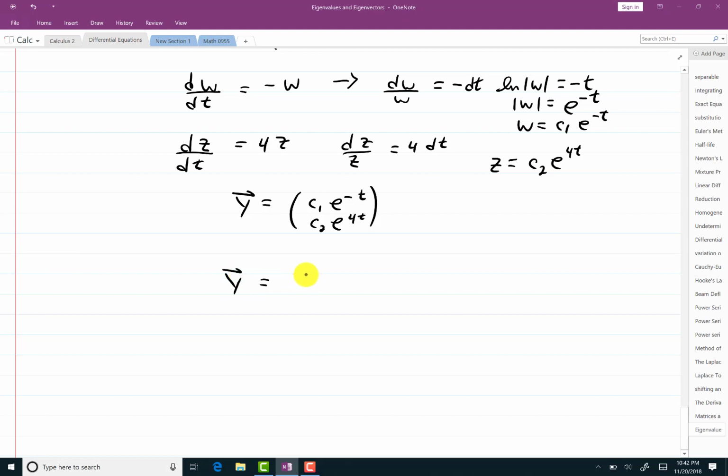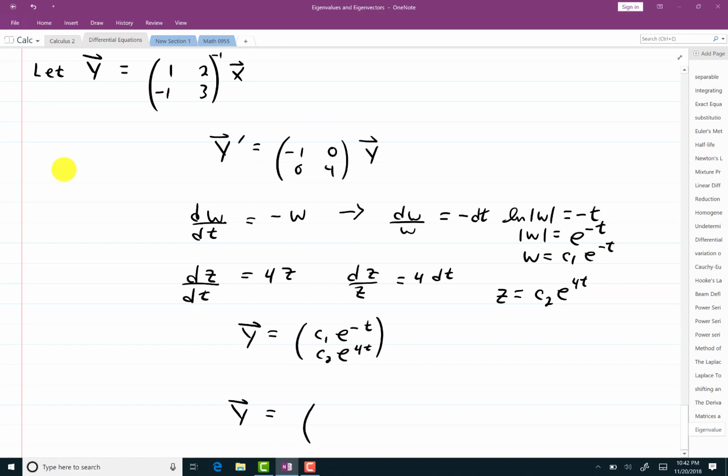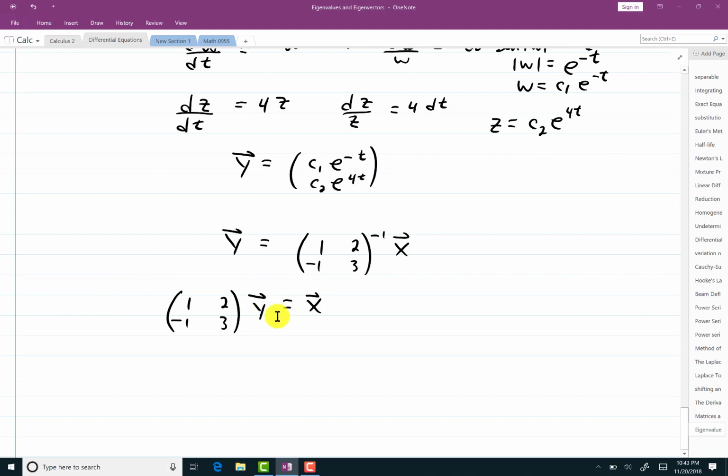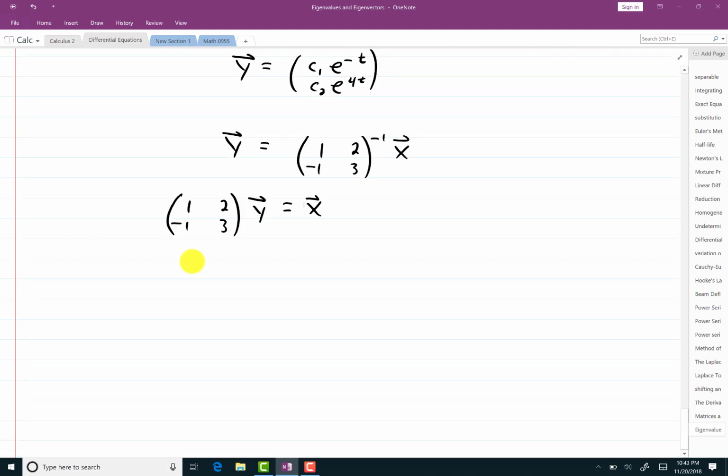was equal to... Let me see. Let me go back and see what it was. 1, 2, negative 1, 3, inverse times x. So if I want to figure out what x is, I'll multiply both sides by this matrix, and I'll have 1, 2, negative 1, 3 times y arrow will equal x arrow. And now I'll go ahead and plug in what I have for my y, which is this stuff here. I'll get 1, 2, negative 1, 3 times c1 e to the negative t, c2 e to the 4t.